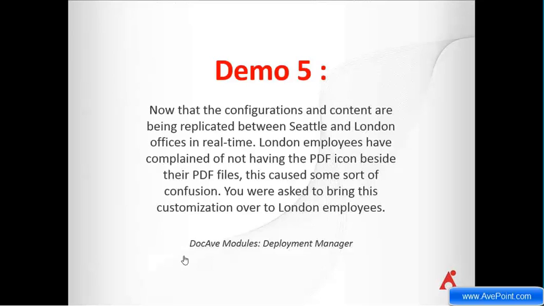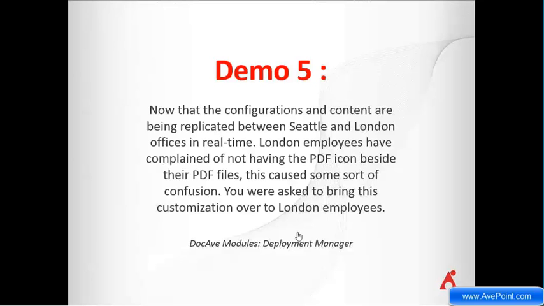Everything was replicated between Seattle and London, but London employees are complaining. They don't have the PDF icon beside their PDF files, and this caused some confusion. So you were asked to bring this customization over to London employees. Turning this PDF icon on is actually a WSP, a web solution package file that you needed to deploy. Obviously this was deployed to Seattle's farm, but it's not available in London's farm.